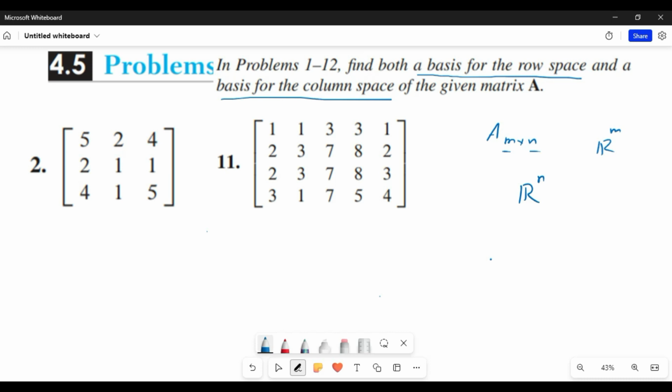Out of these m rows, there are some independent rows that will span some subspace of R^n. So we are going to find the number of rows that span a subspace of R^n. That's our row space. For row space we are going to find a basis in this problem. Let us start.